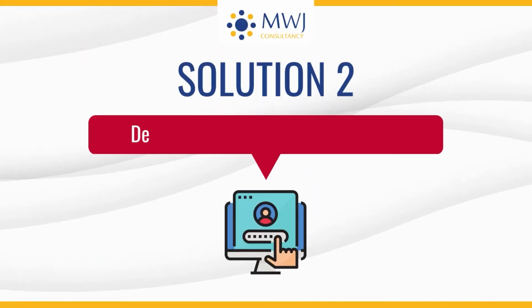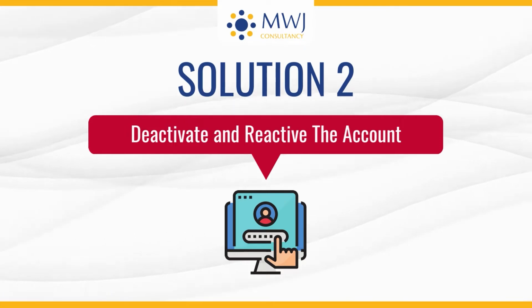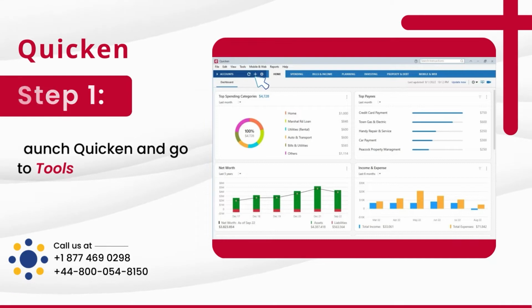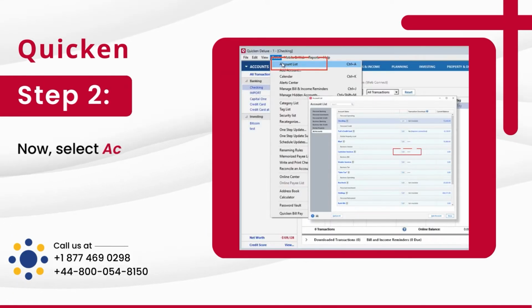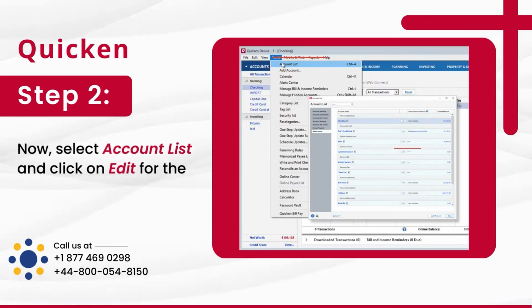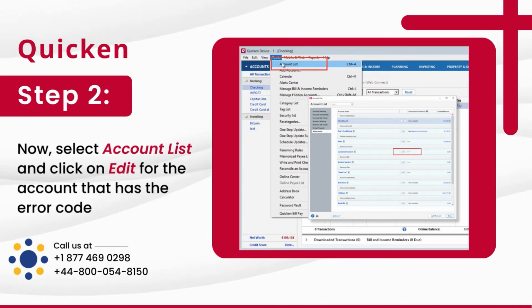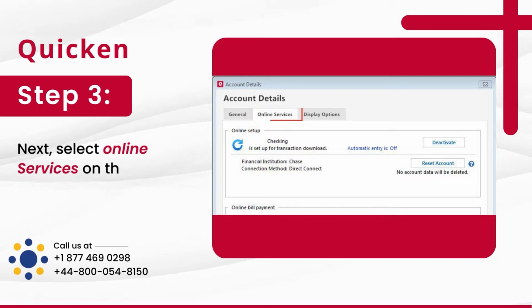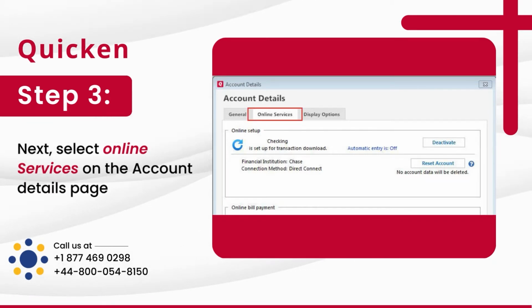Solution 2. Deactivate and reactivate the account. Step 1. Launch Quicken and go to Tools. Step 2. Now, select Account List and click on Edit for the account that has the error code. Step 3. Next, select Online Services on the Account Details page.